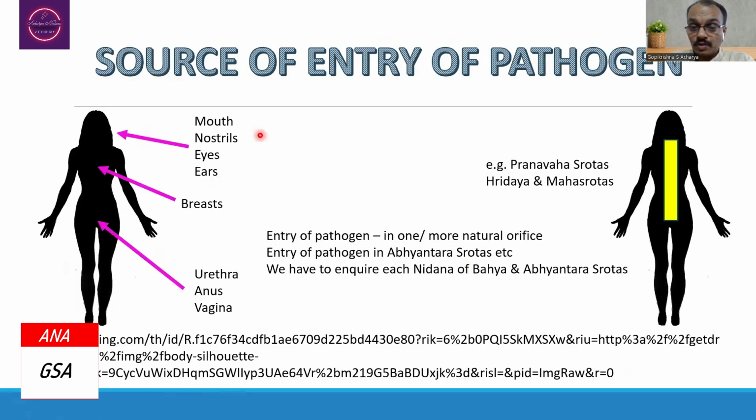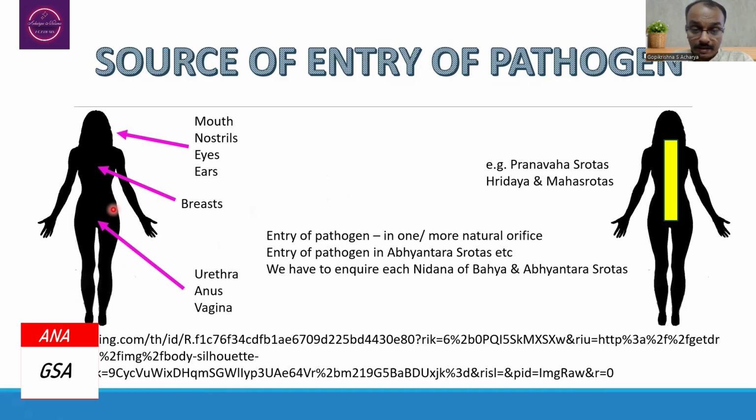When you think about the source of entry of pathogen, which is considered the first and foremost aspect, we know that in males, 9 natural orifices are there, whereas in females, 12 natural orifices are there. Almost 7 orifices are present in the head and neck region: mouth, 2 nostrils, 2 eyes and 2 ears. 2 breast tissues are present in the chest region, and 3 natural orifices are present in the lower area, that is urethra, anus and vagina.